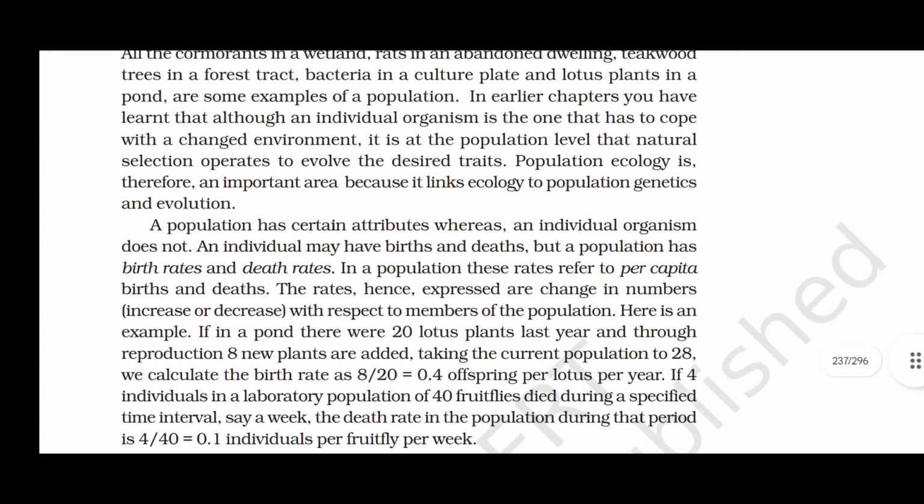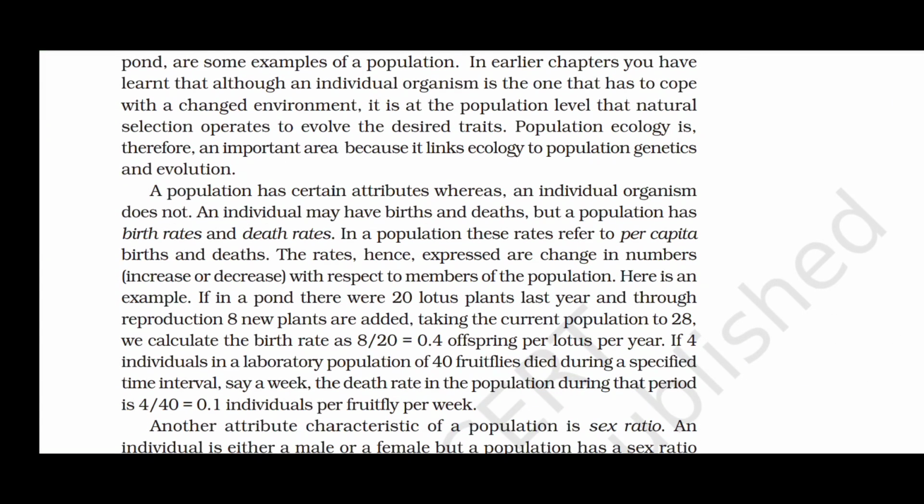A population has certain attributes whereas an individual organism does not. An individual may have births and deaths, but a population has birth rates and death rates. In a population, these rates refer to per capita births and deaths. The rates hence expressed are change in numbers, that is increase or decrease with respect to the members of the population. Here is an example.